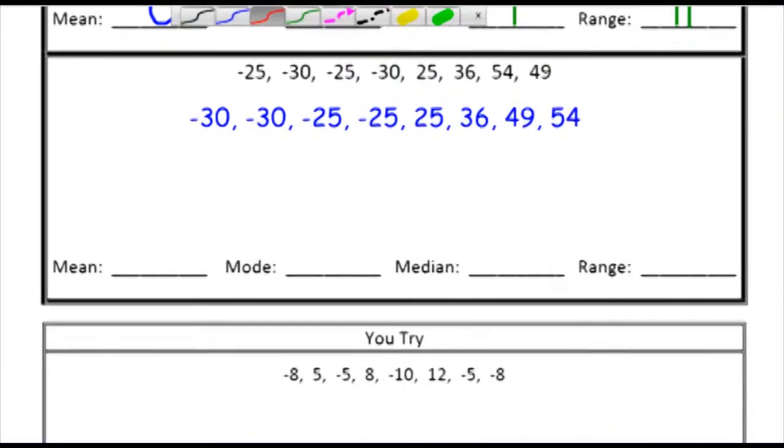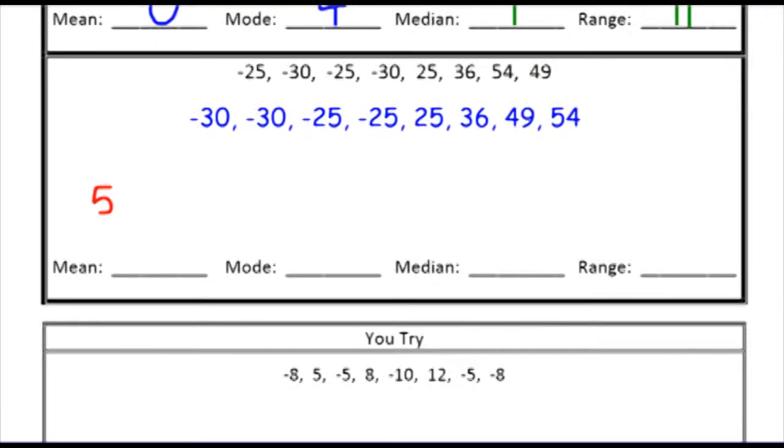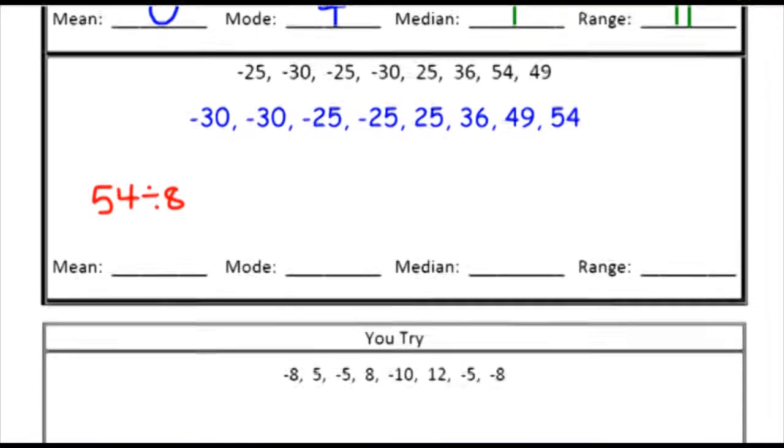I get a total sum of 54. There's 1, 2, 3, 4, 5, 6, 7, 8 values. I divide 54 by 8, and I should get 6.75.